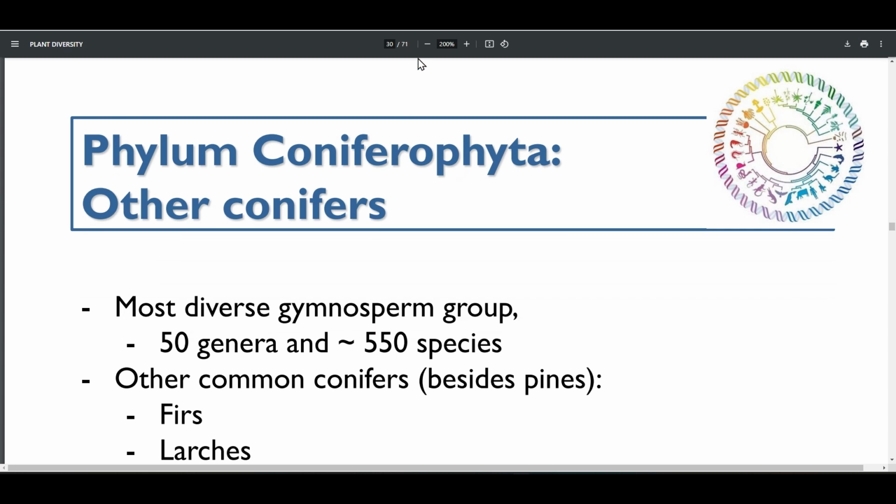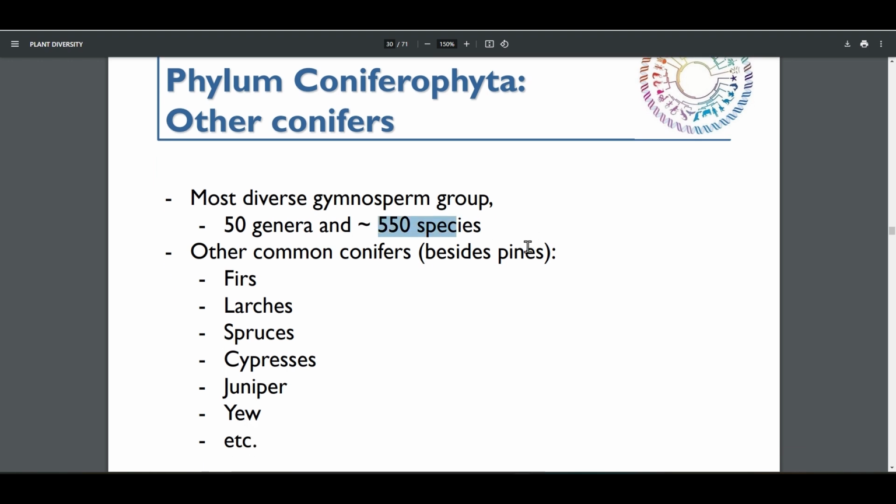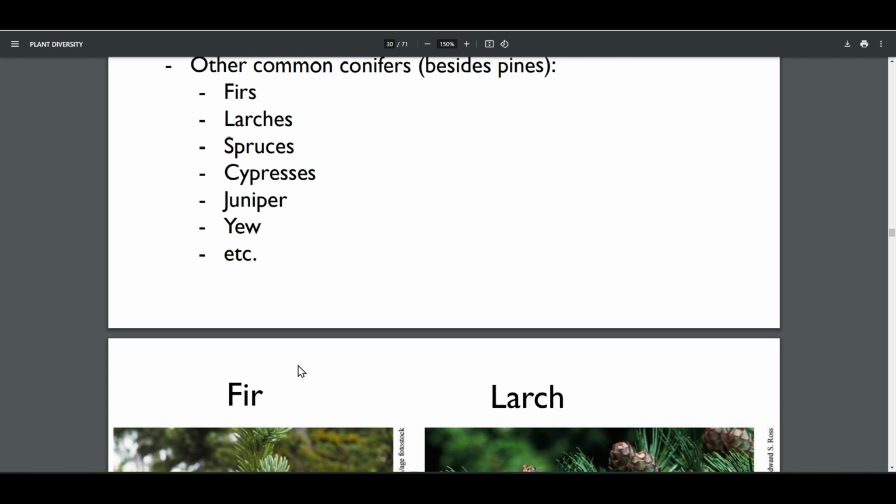All right. So there are other conifers. Conifers are not just limited to pine. There are at least 50 genera and more than 500 species. So many other common conifers. We have the firs, the larches, spruces is very common. I think they are the Christmas trees. Cypresses, I've heard of this before. Like we have another very famous juniper and yew.